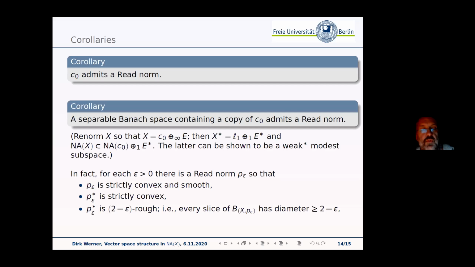So the norm itself is smooth, and the dual norm is rough. And rough means that slices are big. Every slice has almost diameter 2. And an additional benefit for spaces with a separable dual is that the second dual will be strictly convex as well. So not only are there norms as described in the main theorem, there are also geometrically nice norms that do that.